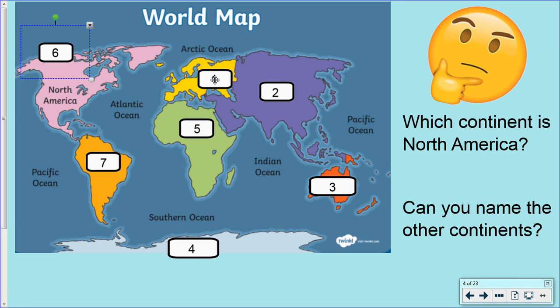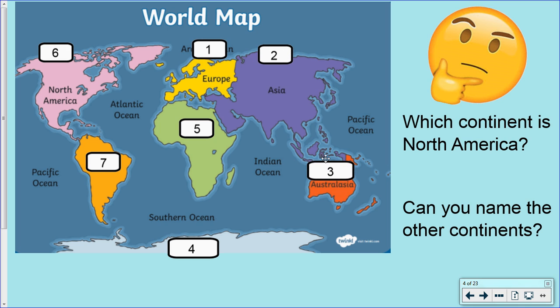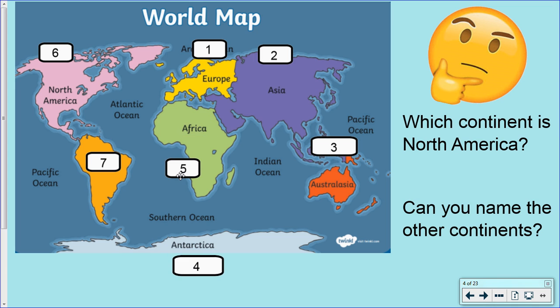So number 1 is obviously Europe. Number 2, Asia. Number 3, Australasia or Oceania. Number 4, Antarctica. Number 5, Africa. And number 6 was North America. And number 7, South America. Brilliant.